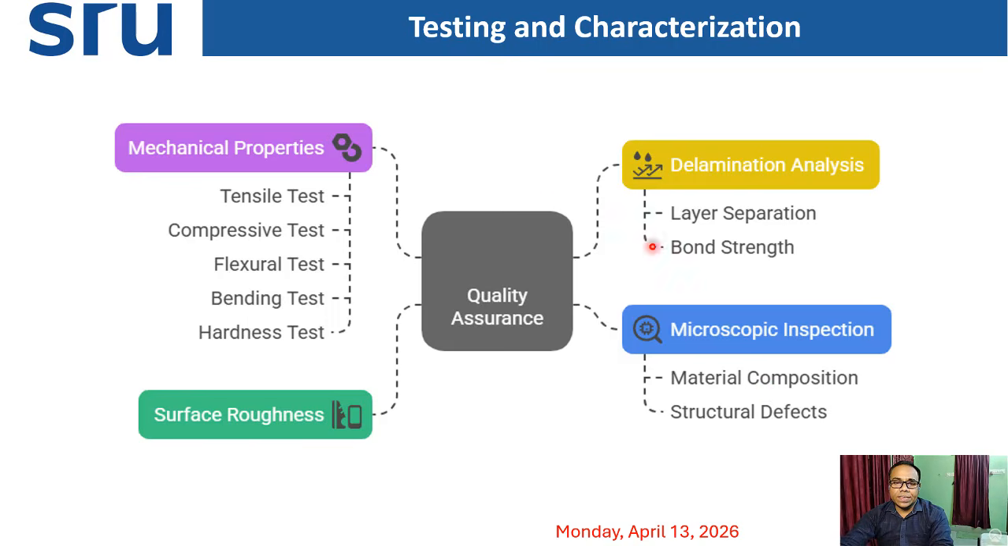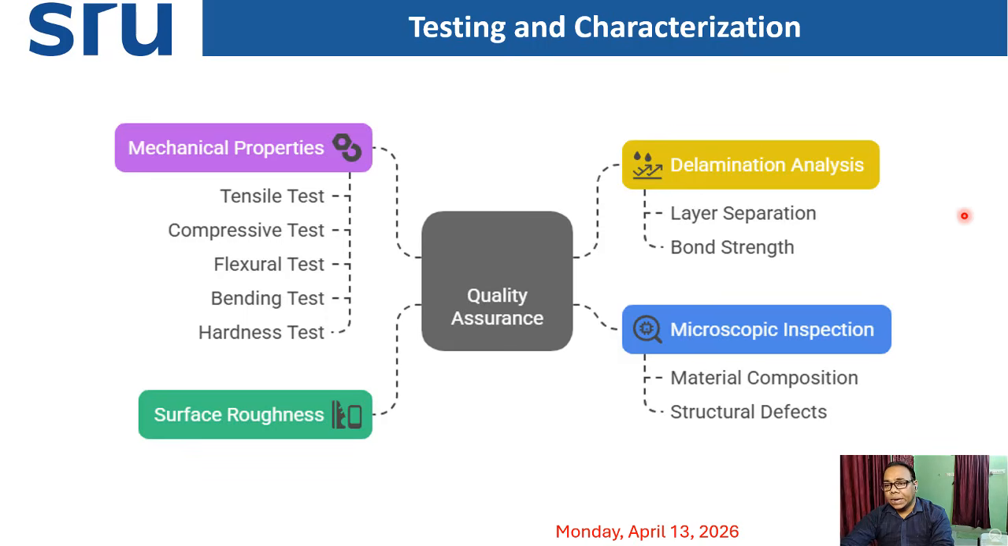Now coming to the testing and characterization. Various testing and characterization of the printed part is required. Coming to mechanical properties testing, there are the tensile test, compression test, flexural test, bending test, and hardness test. Similarly, we have to improve the surface finish, so for that we have to measure the surface roughness of the printed part.